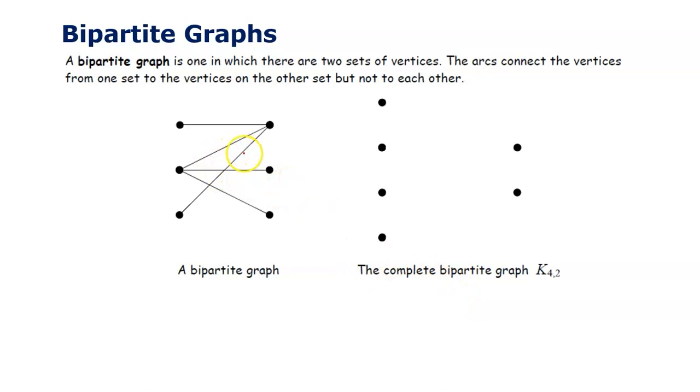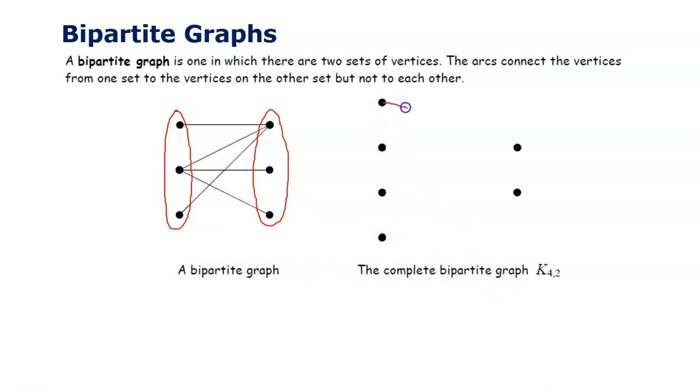Now, we've already seen K-graphs, complete graphs. A bipartite graph is where you've got one set of dots or vertices which are joined to another set of vertices. But notice none of these are joined together and none of these are joined together. So this is a bipartite graph, but it's not a complete bipartite graph.